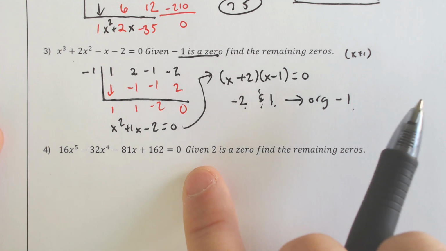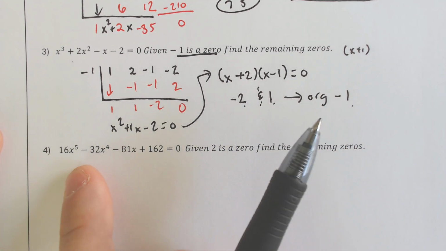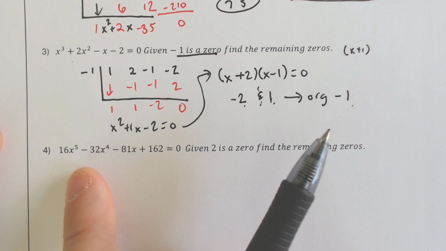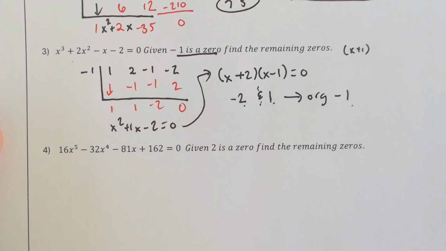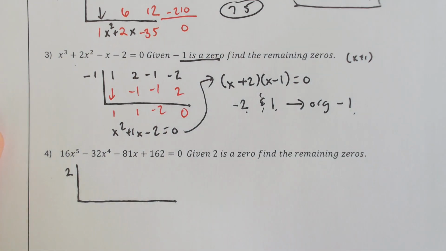It says, given 2 is a 0, find the remaining zeros. So this time it starts with x to the fifth. Okay, so something is going to have to give when we divide by 2. So let's see what happens. Let's see what's going on here. We got a few missing terms.